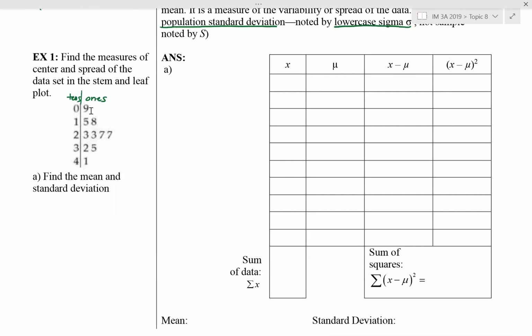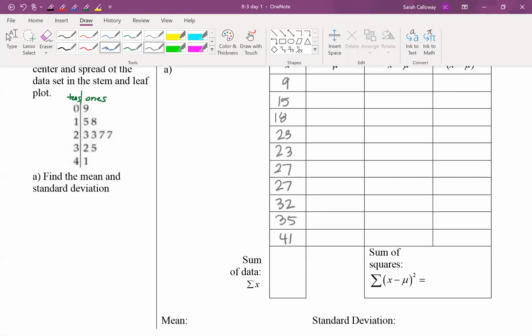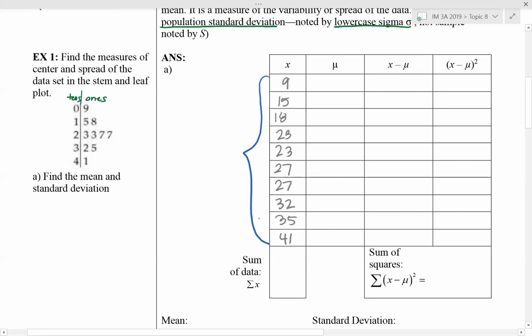So in order to find the standard deviation of a data set, what we have to do is list our x values, so our data set, in order. And it helps to do it in order just because of repeats and kind of checking our work. So the first x value is 0, 9, right? But I'm just going to write number 9. So they tell us that our data set is 9, and then 15, 18, 23, 23, 27, 27, 32, 35, and 41. Okay, so they gave us those data values in a stem and leaf plot. Remember that n is the number of data values.